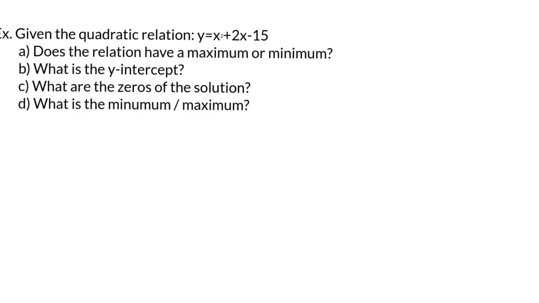So imagine we have the quadratic relation y is equal to x squared plus 2x minus 15. We need to figure out whether this equation has a maximum or a minimum, okay? We also need to find out what is the y-intercept, right? And what are the zeros of the solution. Now, today's lesson is all about explaining how all of this stuff comes together, okay?